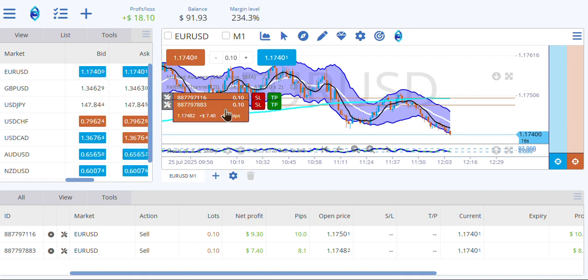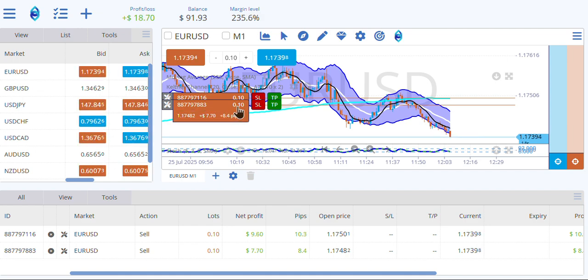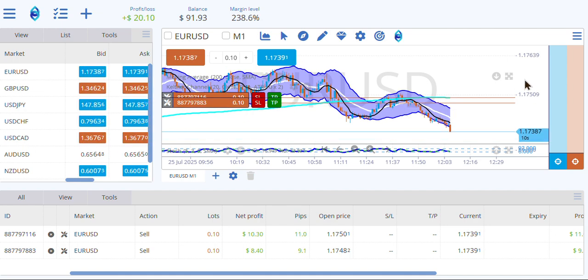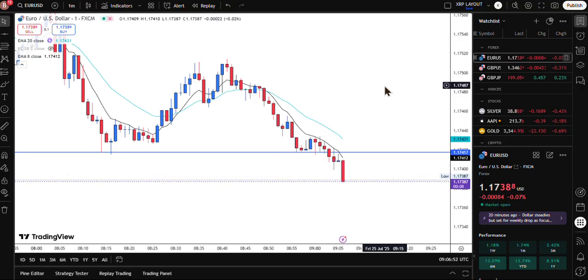We're making pips and taking trips, you guys. So I've already did 8 pips, $7 on one trade, and that's a good ride right there. That's a good scalping.